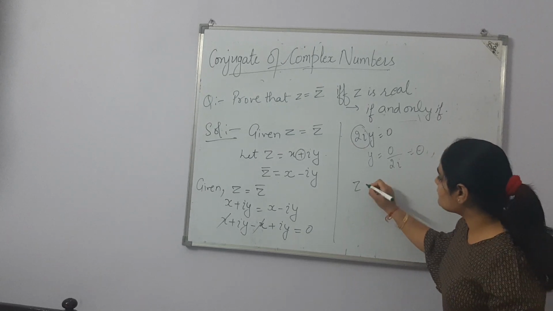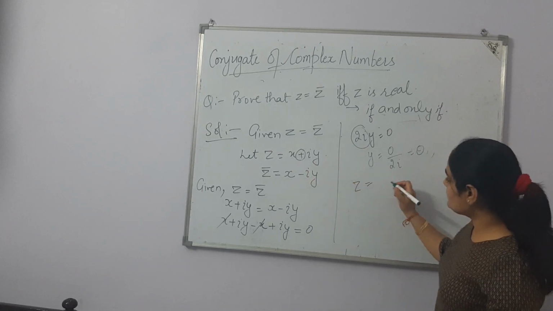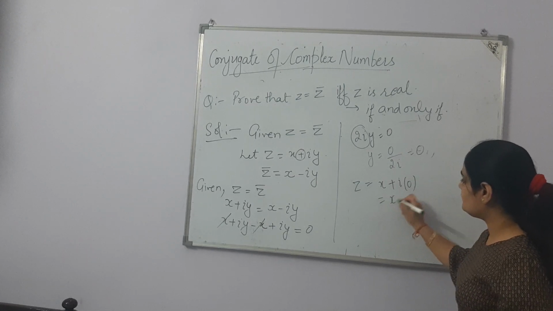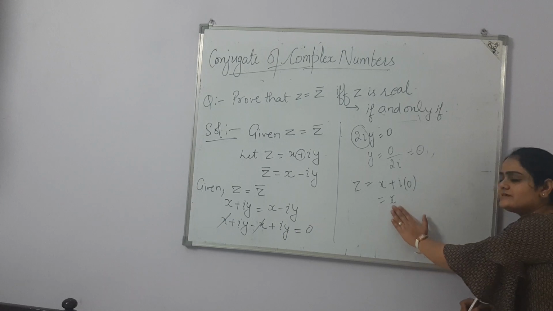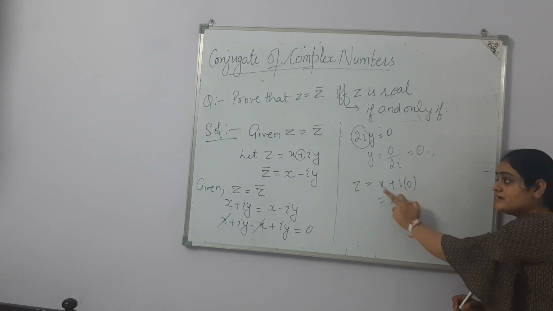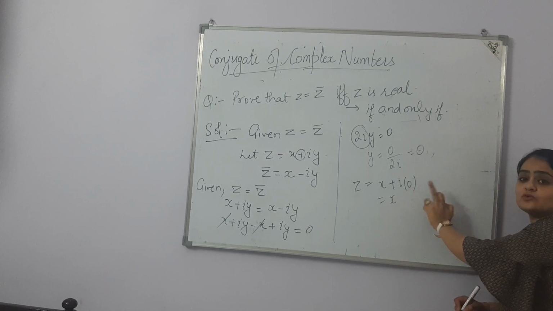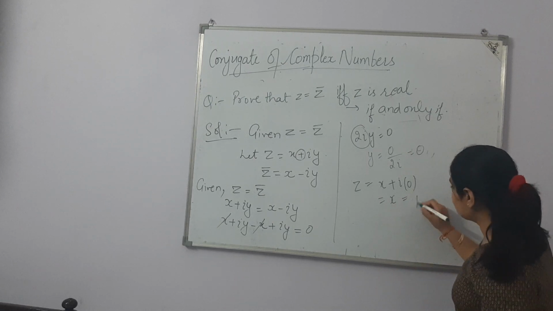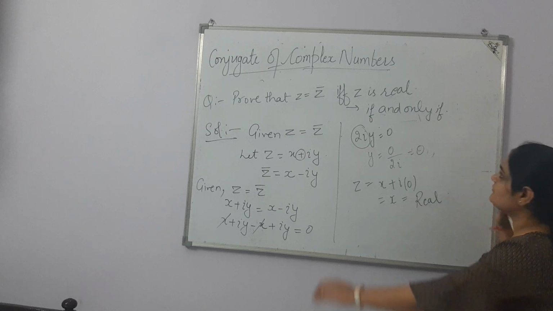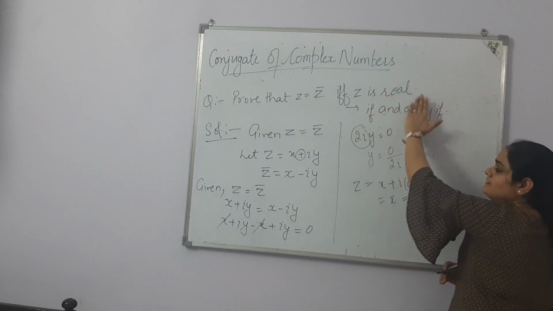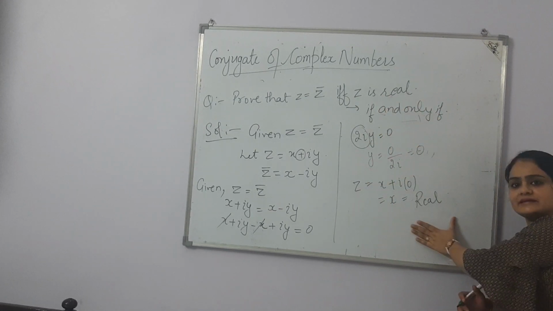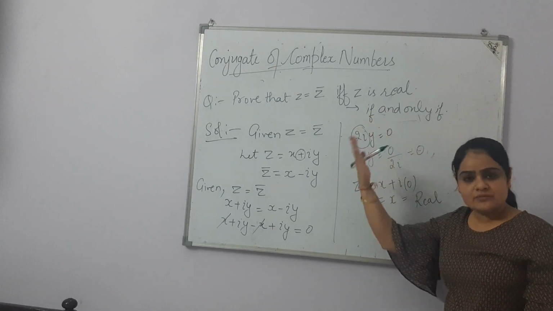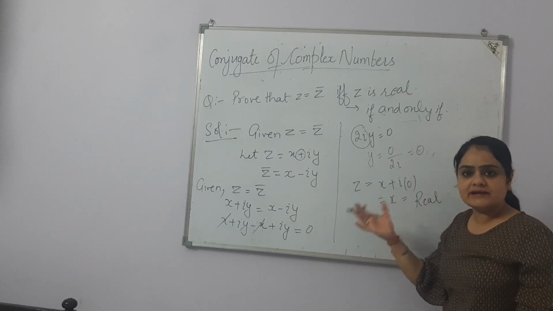So what will be the value of z then? If z is equals to x plus iota y, y's value is 0. So we get x, and x is nothing but a real number. That means the real part is x and the imaginary part is 0. There is no imaginary part. We'll get the answer as x, which is real. And we had to prove z is real. We have already proved it. Z is real.